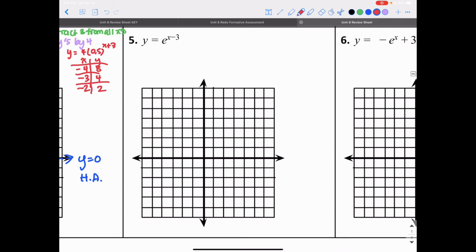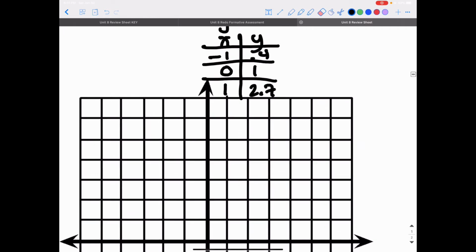Y is equal to e to the x minus 3 power. The parent function for this is y is equal to e to the x power. And I know the table for that is -1 and 0.4, 0 and 1, and 1 and 2.7. And then I'm going to, oh, whoops, I should have left enough space here because I can see that there's a transformation, which is why I do my transformations first. So I have -1, 0, 1.